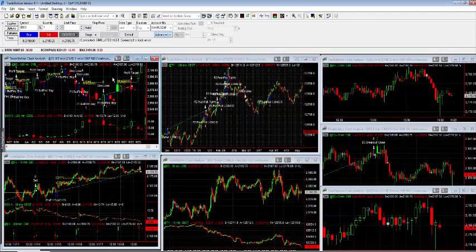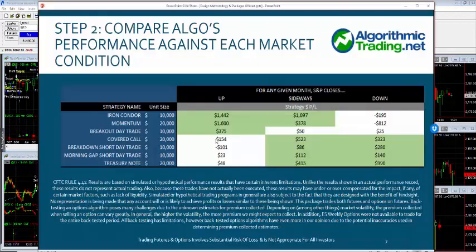This is what we call our hero algorithm for the condition where the market is going higher. So again, that's the momentum algorithm. It averages 1,600 per month backtesting when the S&P is up. It averages 378 per month when the S&P goes sideways backtested, but then it's at a loss on a down month.